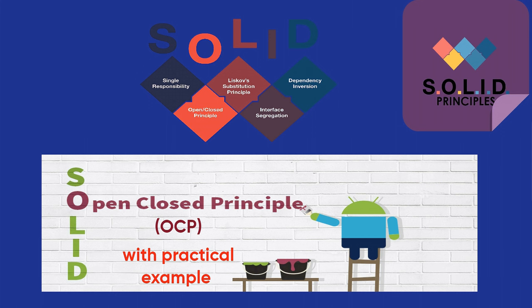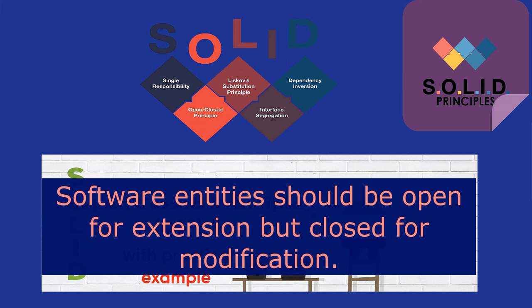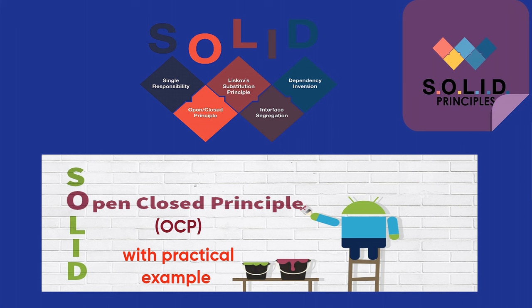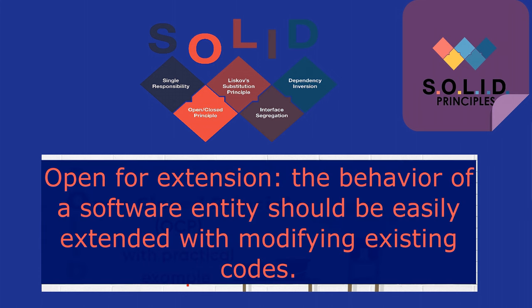What does the principle state? The principle states that software entities should be open for extension but closed for modification. Software entities can be classes, modules or functions. What is the meaning of open for extension? This part of the principle emphasizes that the behavior of a software entity should be easily extended without modifying its existing code.